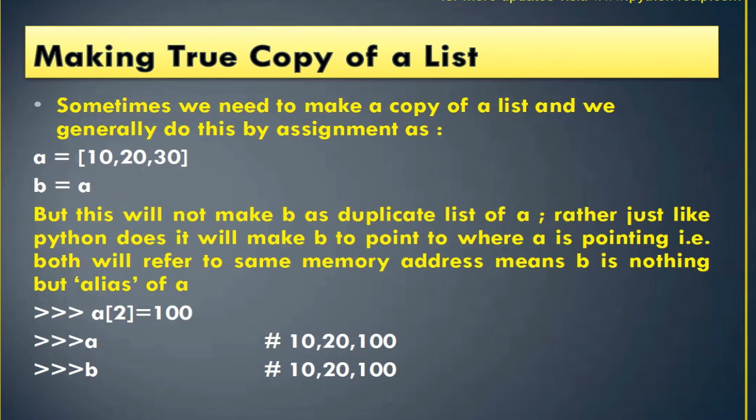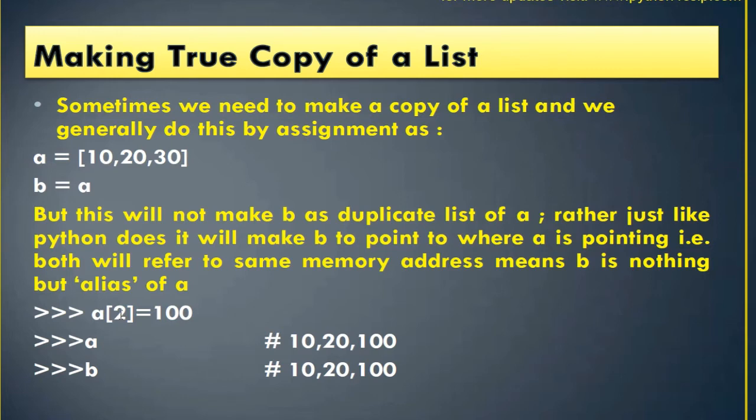This is a list which is being assigned to the list name a, and if we want to make the same copy, we will make a new list name b, and in b we will assign the list name a. But this will not make b a duplicate list of a. Rather, Python makes b point to where a is pointing. That is, both refer to the same memory address, meaning b is nothing but an alias of a.